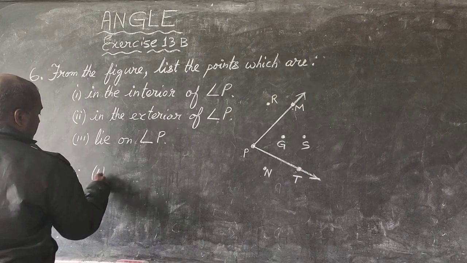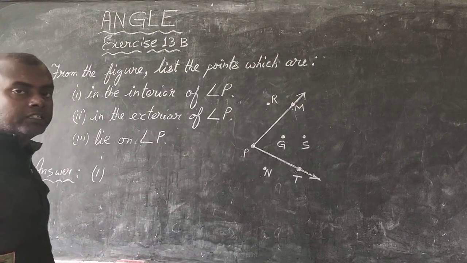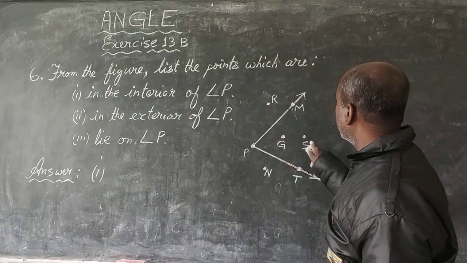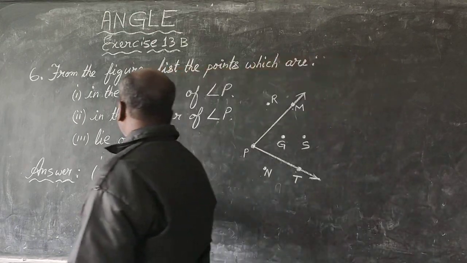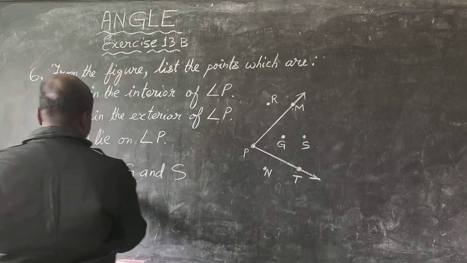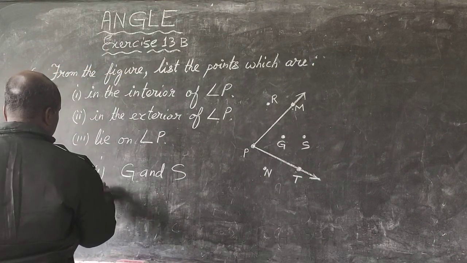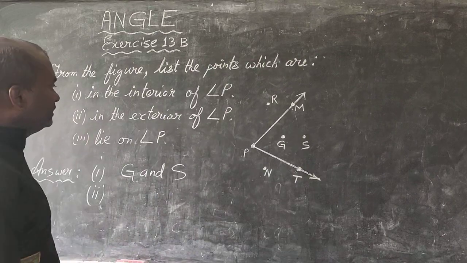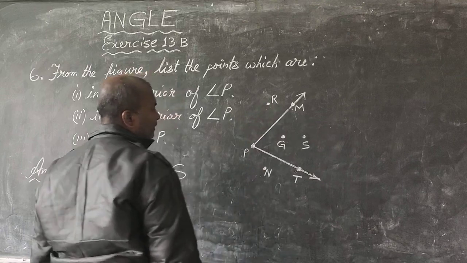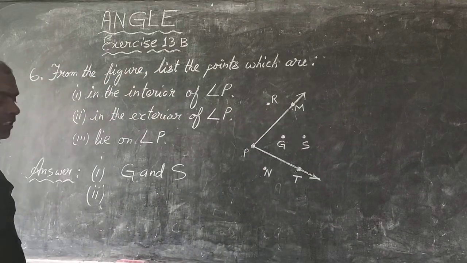So the first part's answer. Which are the points interior? Interior means within the gap. So we have G and S. These are the 2 points. Exterior to the angle, N and R are the points which are outside the angle.